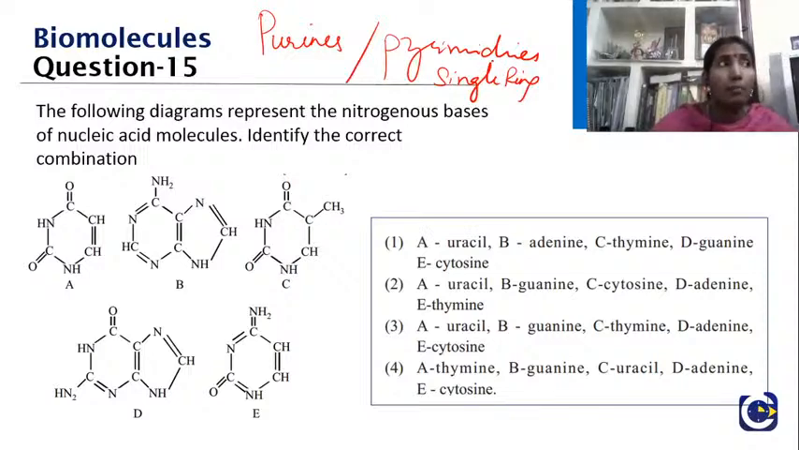It will not involve that big chemistry. But what about the purines? The purines are the double ring. It will have two ring structures. So you have to know the pyrimidines and the purines. Coming to the pyrimidines, you can see A, which is uracil, then C, the thymine, and then E, the cytosine. Here, in the uracil and the thymine, we see the single ring.